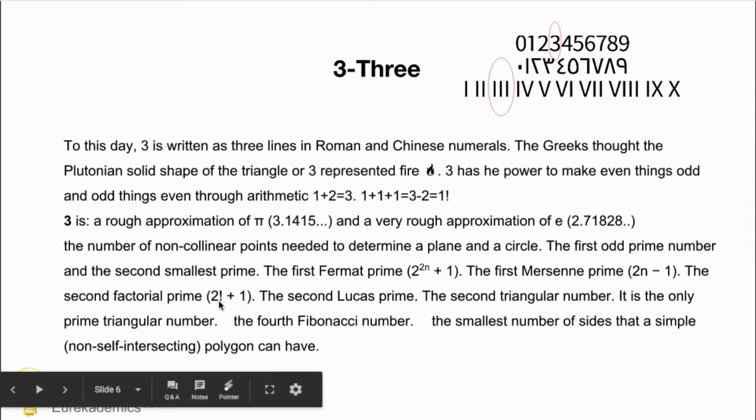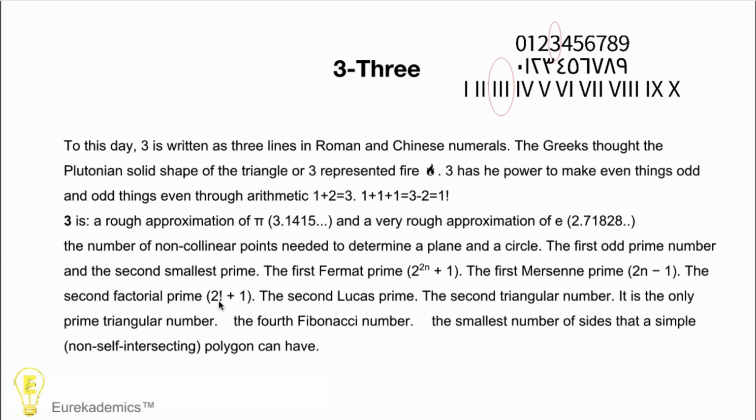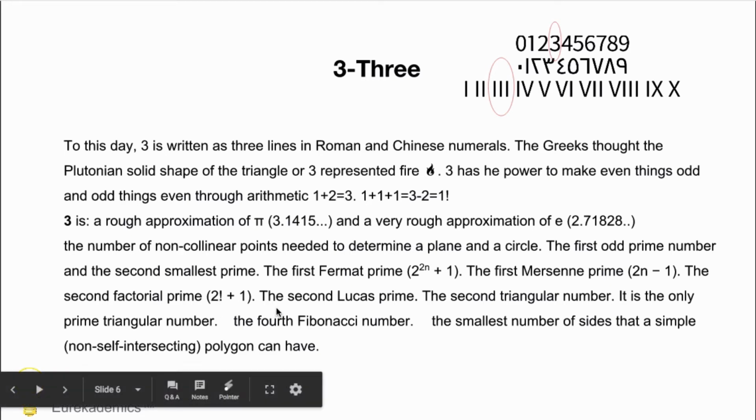So 2 factorial would be 2, plus 1, which is 3. There we go. And it's also the second Lucas prime, which we'll learn about, all these crazy numbers, later.